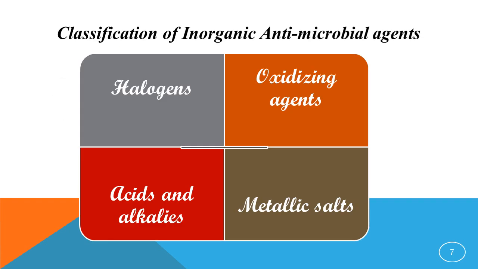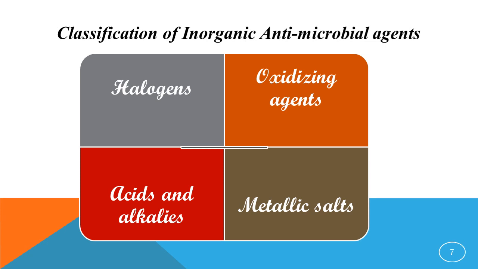Classification of inorganic antimicrobial agents. Inorganic antimicrobial agents can be broadly classified into four types. First one is halogens. Examples of halogens include iodine, iodine 2%, 3% or 5% in alcohol solution, povidone iodine, Lugol solution, chlorhexidine. Second is oxidizing agents. Examples of oxidizing agents include hydrogen peroxide and potassium permanganate.